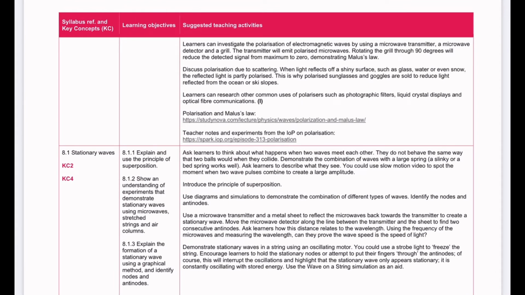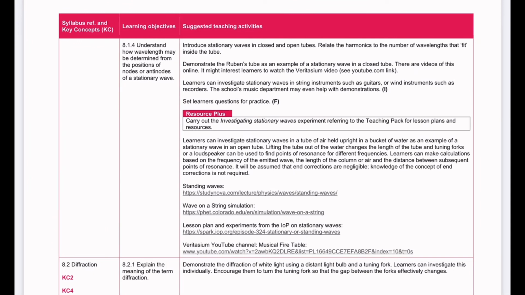Key concept stationary waves. Learning objectives. 8.1.1 Explain and use the principle of superposition. 8.1.2 Show an understanding of experiments that demonstrate stationary waves using microwaves, stretched strings, and air columns. 8.1.3 Explain the formation of a stationary wave using a graphical method and identify nodes and antinodes. 8.1.4 Understand how wavelength may be determined from the positions of nodes and antinodes of a stationary wave.